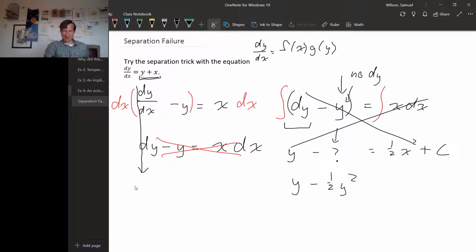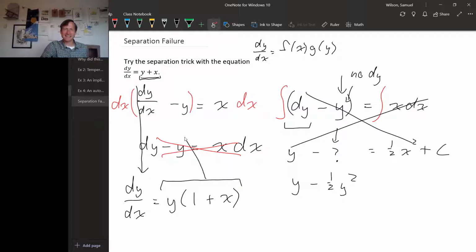Another algebraic mistake that people sometimes make is, they see that it's not a function of x times a function of y, so they try to rewrite it. They maybe factor out a y, and then they say, well, y times 1 plus x. But this is an algebra mistake because y times 1 plus x is not the same thing as y plus x. If you just multiply it back out, you don't get back to where you came from. So the only way to make this equation separable is by making an algebra mistake, which definitely is not something you want to do. So this kind of equation, we cannot solve with our separation trick.